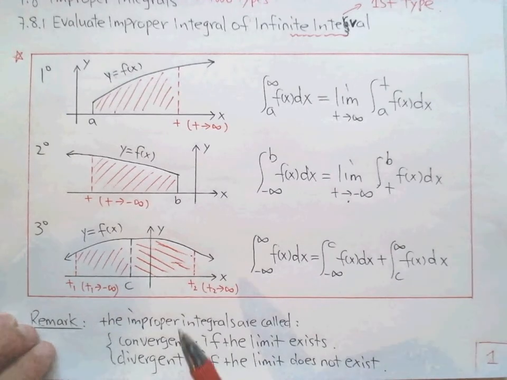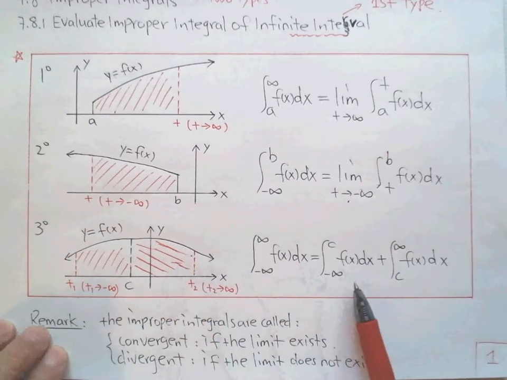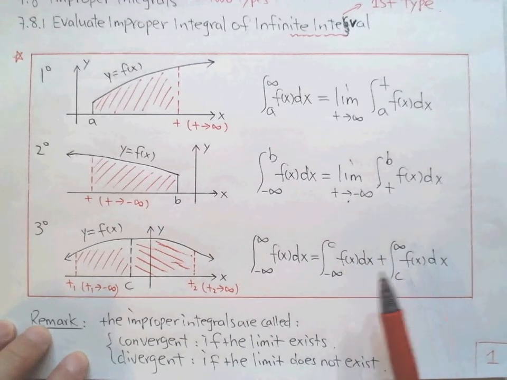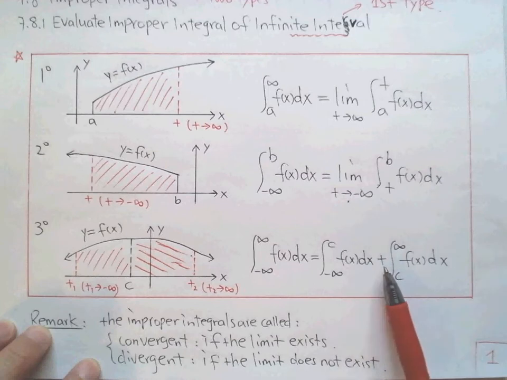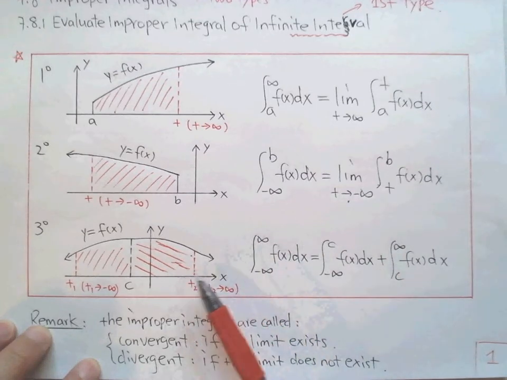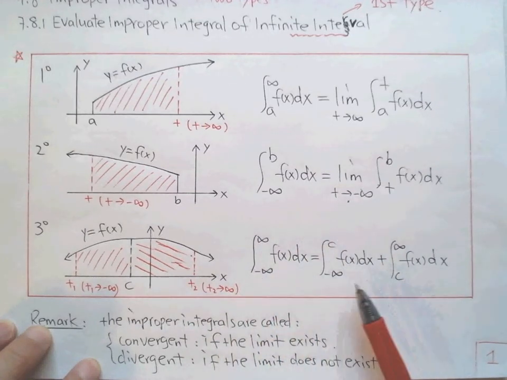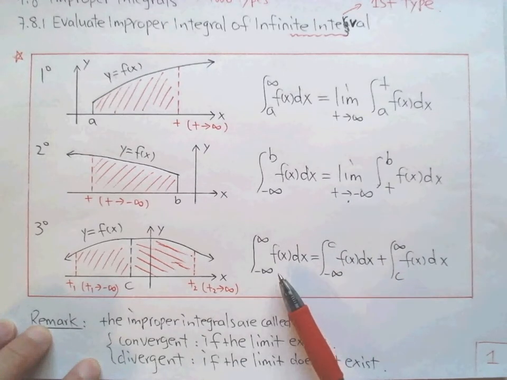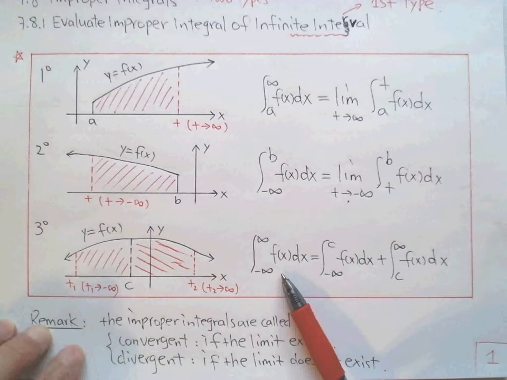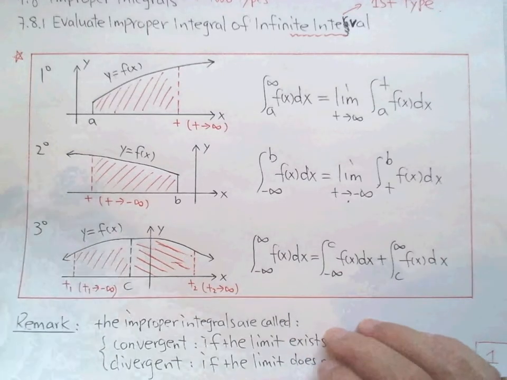So how about the third case? We need both improper integrals to converge. If either one of these two is divergent, then the third case is divergent. We get the idea. Now I give you one example.